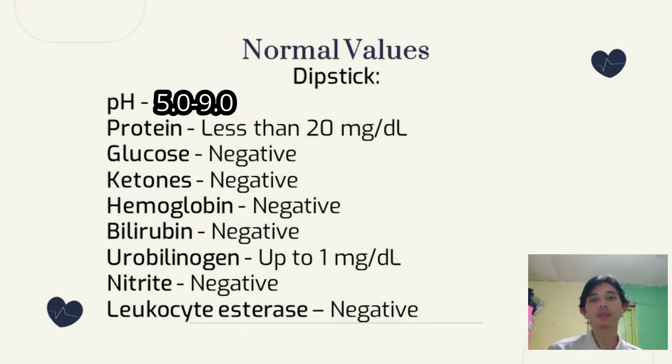The protein should be less than 20 mg per deciliter. The glucose should be negative. Ketones should be negative. Hemoglobin also negative. Bilirubin negative. Urobilinogen is up to 1 mg per deciliter. And nitrite is negative. And leukocyte esterase is also negative.